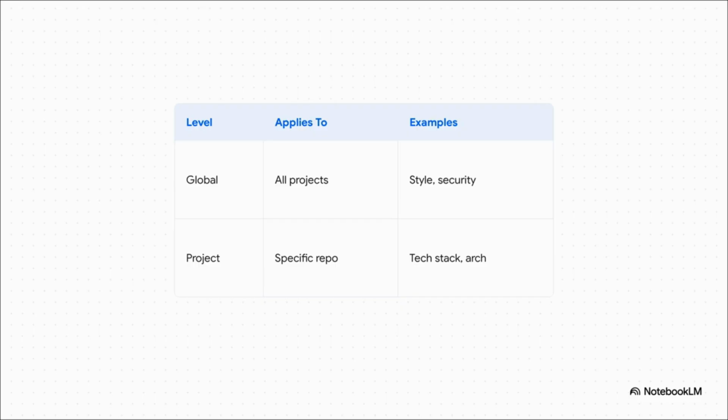Then, beneath that is your project constitution. This one lives in a specific repository and travels with your code. It handles the highly specific tech stack, architecture, and naming conventions for that exact project. And the real beauty of this system? Your project principles will automatically extend and even override your global standards anytime there's a conflict.